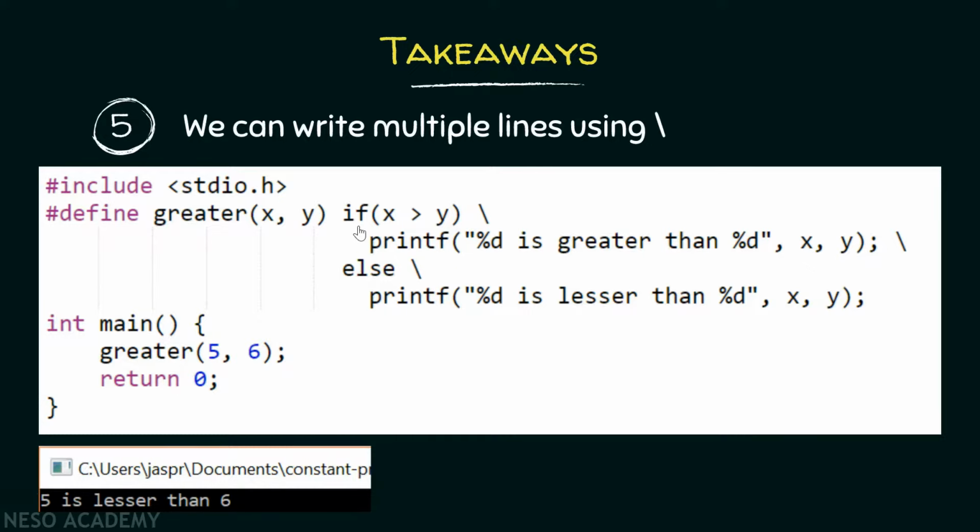Here you can see inside if, the condition is evaluated, and if it is true, then this statement is executed, else this statement is executed. Here you can see I provided 5 and 6 as the values to x and y. 5 is not greater than 6, therefore this condition is false. This means the else condition is evaluated, which is 5 is lesser than 6. And this is going to be our output here. 5 is lesser than 6, right?